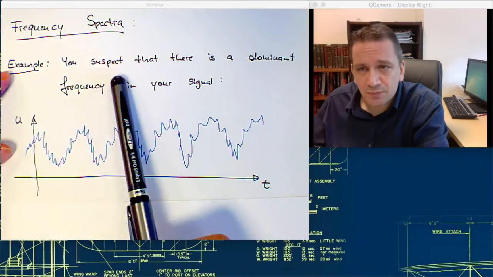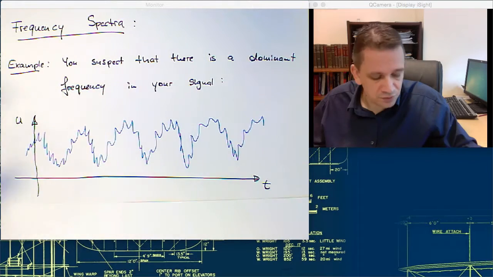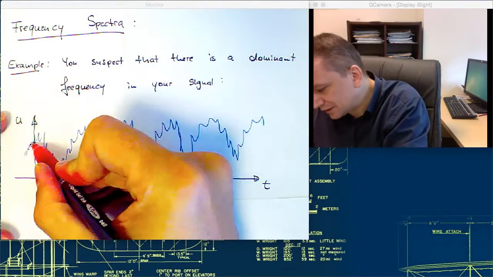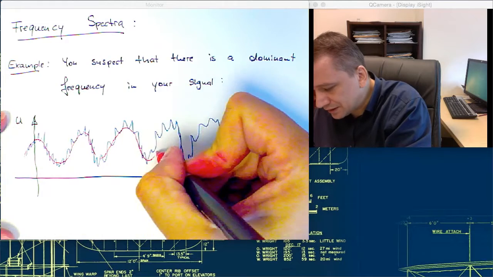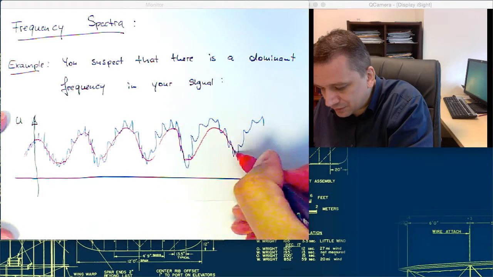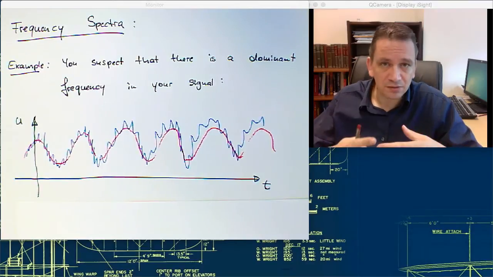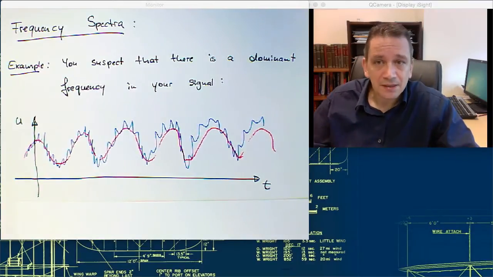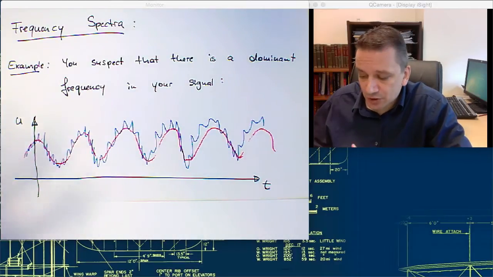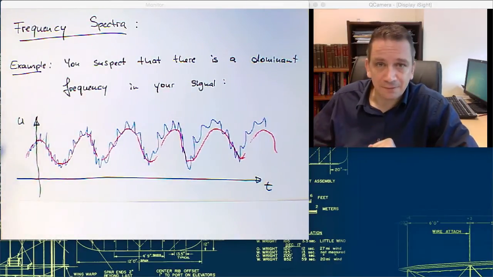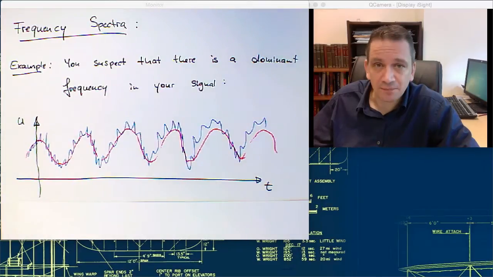So you have the velocity u as a function of time. And now you suspect that there's a dominant frequency within this signal already. If you look closely, you could expect there's something like a sine curve over here. So there's a frequency already present in the flow, and that is being obscured by the turbulence, by the stochastic and random turbulence. So you would like to know how much of that frequency is in there, and what is the frequency of this signal?